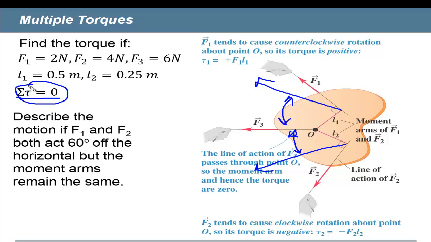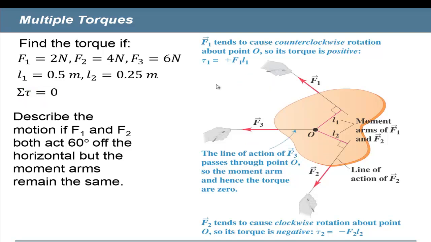But what we would have is a translation, right? The y component of this force would cancel the y component of this, and I'd only be left with x components. So it would move to the left. The object would move to the left.